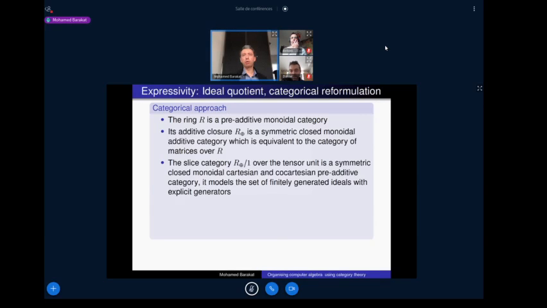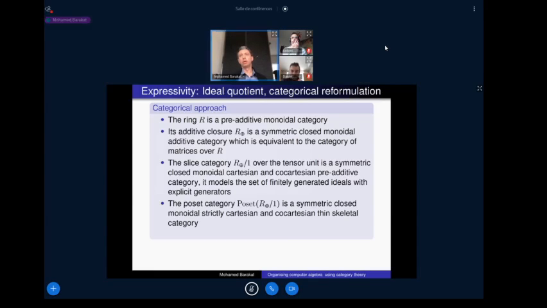Okay, and now he tells you, okay, I want to forget about the generators. I just want to view the ideals. I want to get the poset of ideals. And the answer is again simple. Just look at the poset. What is the poset? This is the quotient construction in any category. You go to the category and you identify all morphisms with the same source and the same target. So you mod out by the two-sided ideal of all morphisms. And it turns out that this is a symmetric closed monoidal strictly Cartesian and co-Cartesian thin skeletal category. And this is exactly the modeling of the lattice of finitely generated ideals without explicit generators.